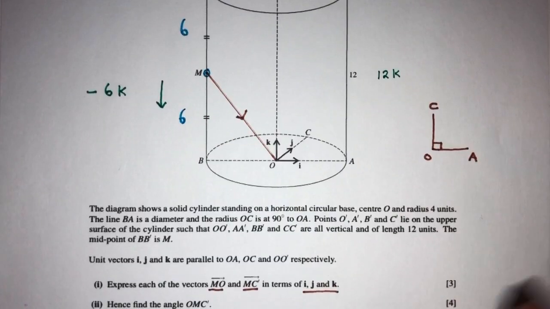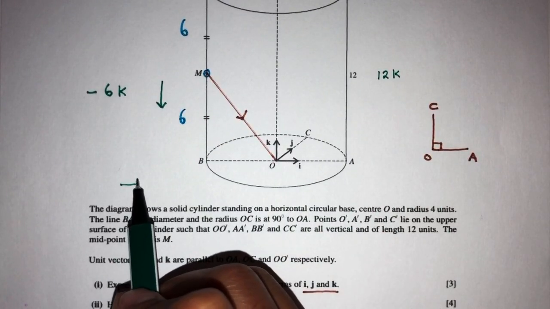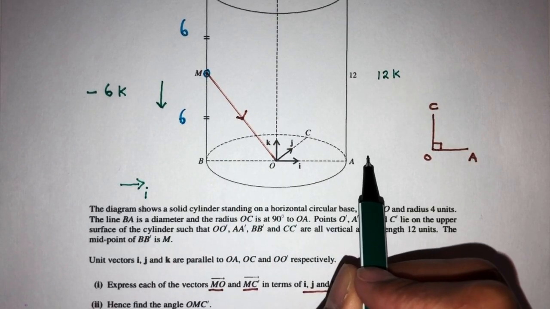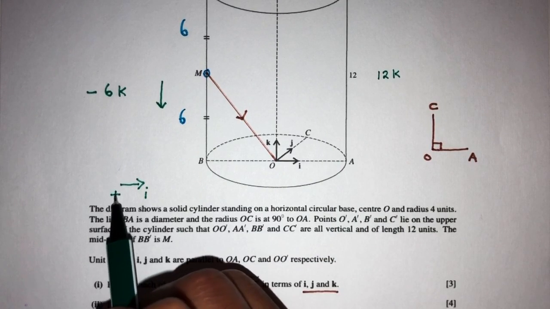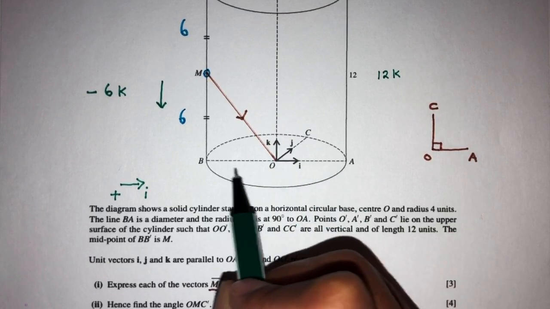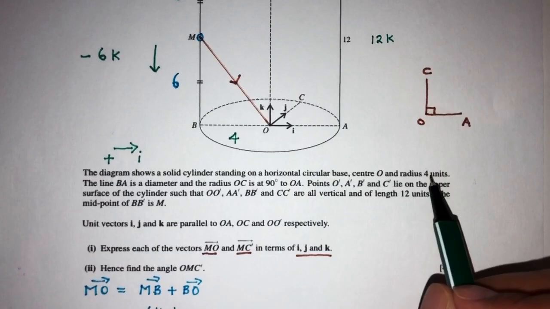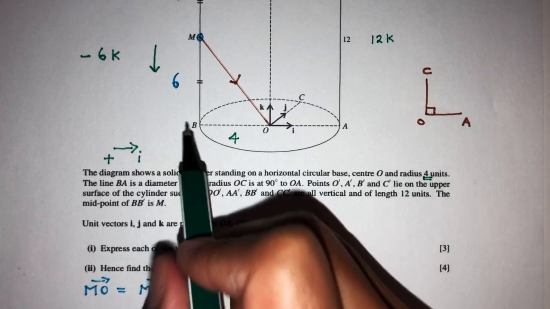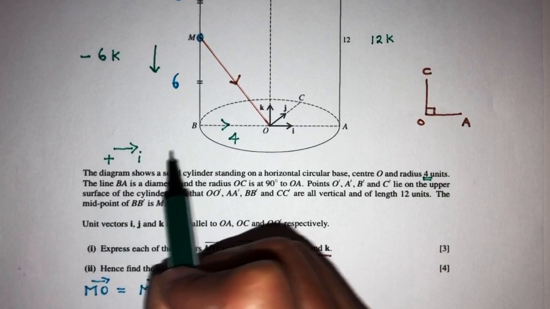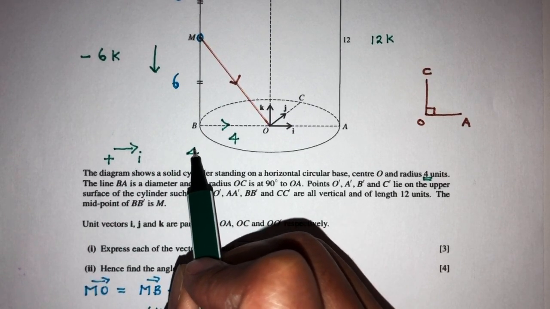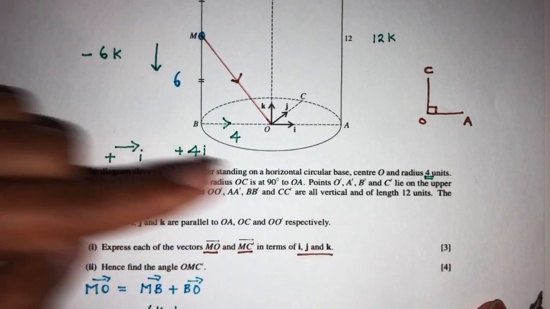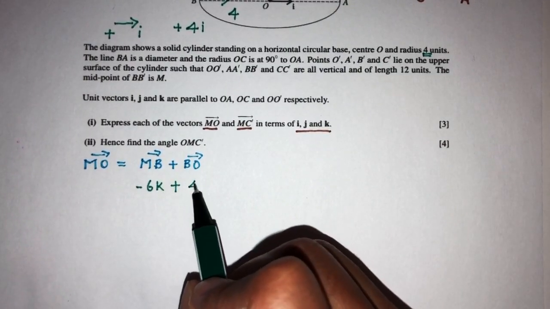Now plus BO. As we can see here, in this direction it is I. If we go to the right, it will be positive I. We know BO is the same as OA, which is 4, so BO will also be 4 units. As you can see here, the radius is 4 units. B going to O is in the right direction, so it will be plus 4I. So BO will be plus 4I as your answer.